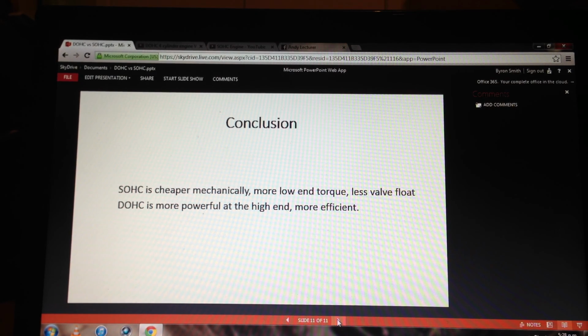If you're looking for a more powerful engine, then a DOHC engine could be better for you. Me personally though, I'm going to be sticking to an SOHC.